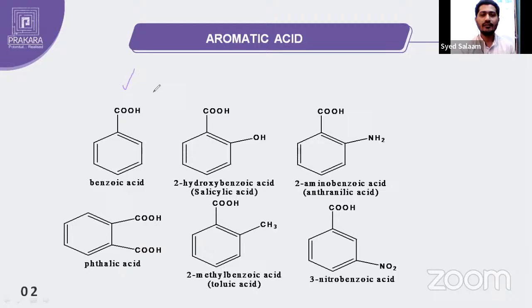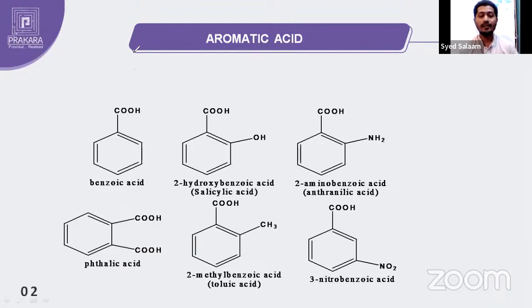Another important example is 2-hydroxybenzoic acid, which is most commonly called salicylic acid. It is a natural product which was obtained from plants, and later it has been used for the synthesis of various pharmaceutical products. Next is another important carboxylic acid, 2-amino-benzoic acid, which is also called anthranilic acid. When you have two carboxylic groups attached side by side, we call it phthalic acid. Phthalic acid is also an important precursor for various compounds of medicines.